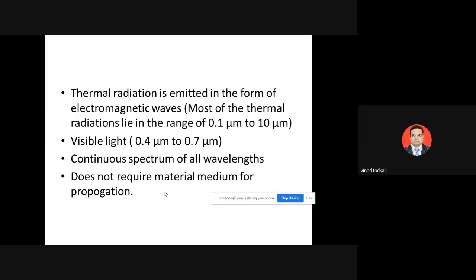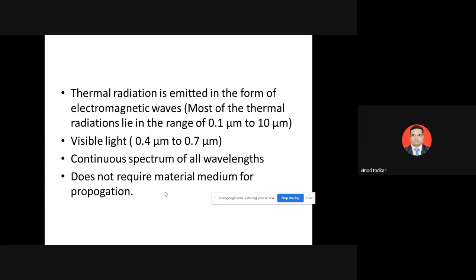If you talk about visible light, the visible light falls in the range of 0.4 micrometer to 0.7 micrometer. I will show you a picture. From that picture, it will be clear to you, right? You have to remember these two values: the first is the thermal radiation wavelength range, and the second is the visible light wavelength range.